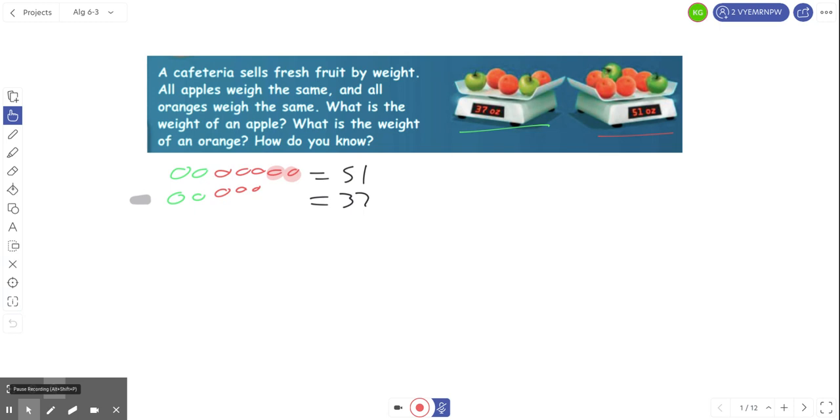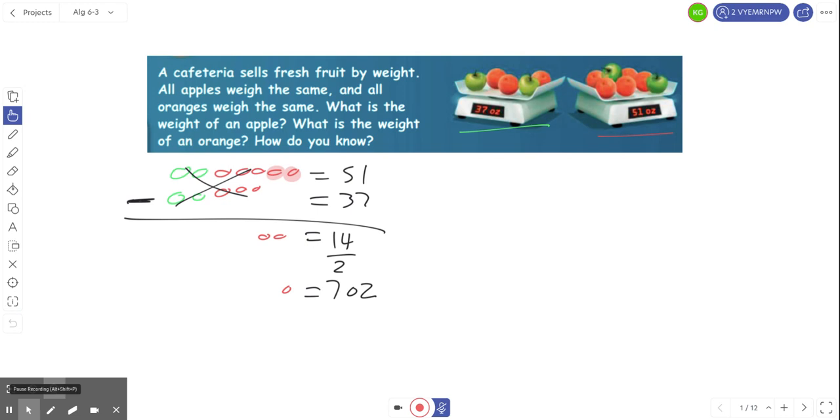So mathematically, we can do that by making this whole thing into a subtraction problem. And these things all cancel out. And what we're left with is 2 oranges equals 51 take away 37 is 14. Now, I'm going to divide that by 2 because I've got 2 oranges. So 1 orange is just 7 ounces.